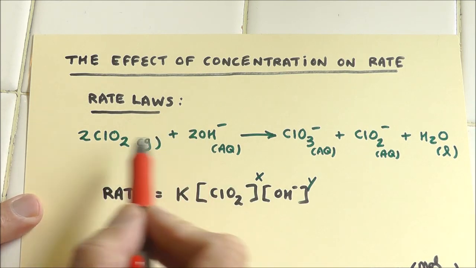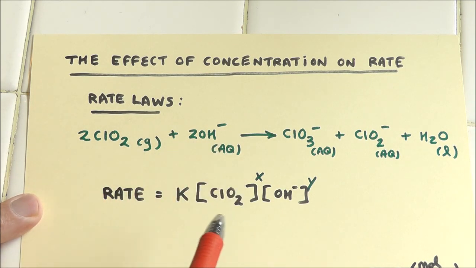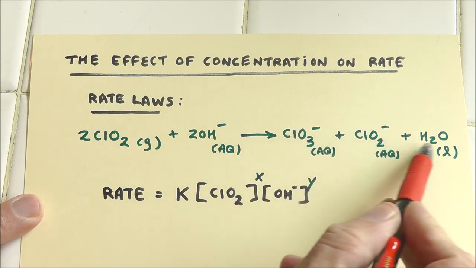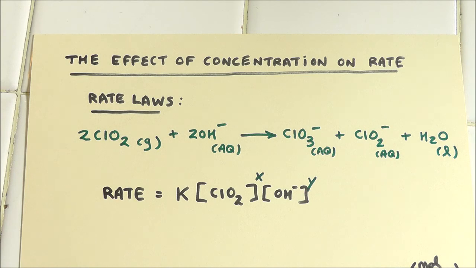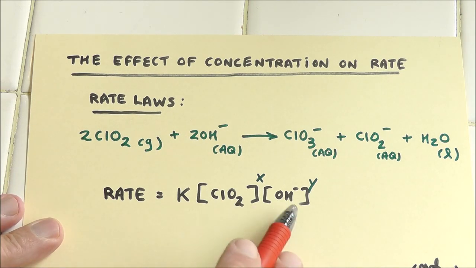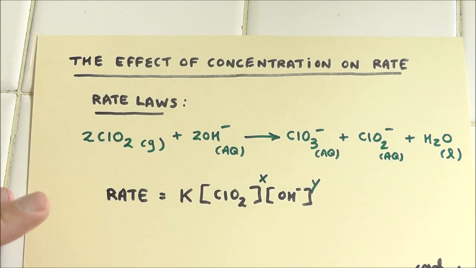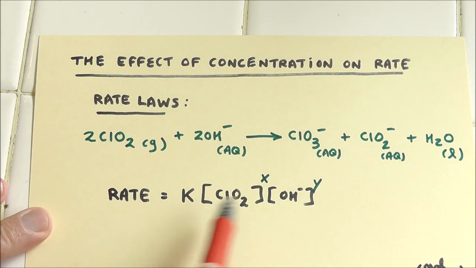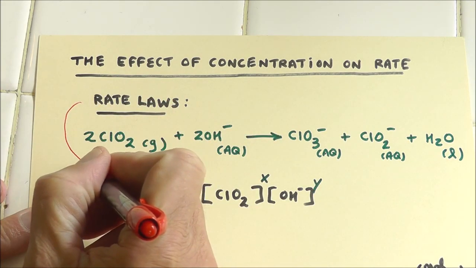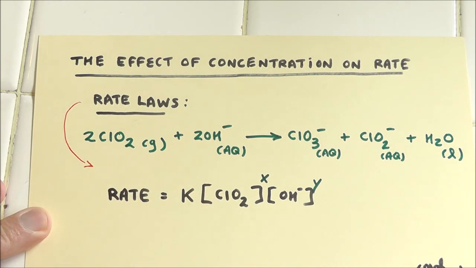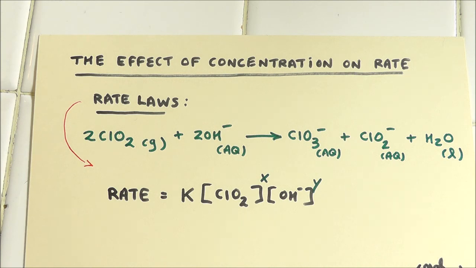So let's take this reaction here where you take ClO2 and react it with OH. And you know what the funny thing is? We'll never have to really worry about what the products are. What we're going to do is mess with the concentration of the reactants and see what happens to the rate. So this whole thing is called a rate law. I'll just point to the whole big old thing. That's called a rate law or rate relationship.